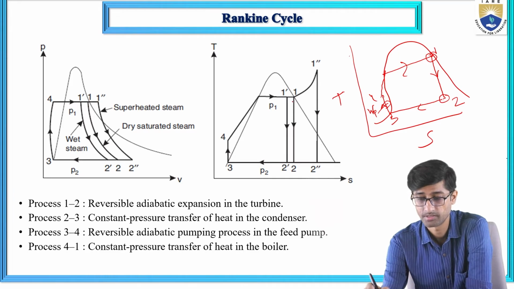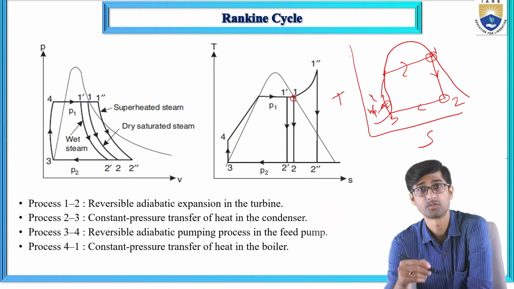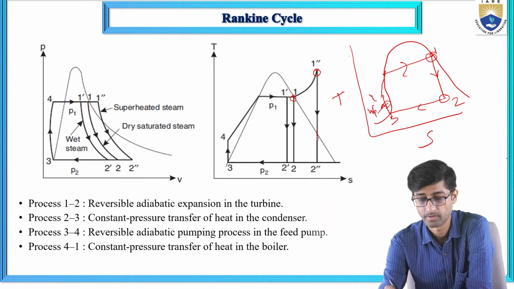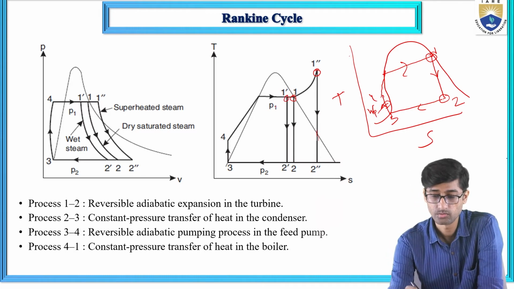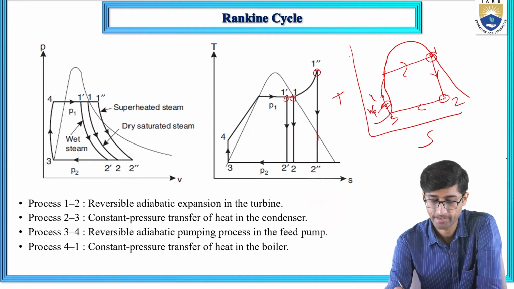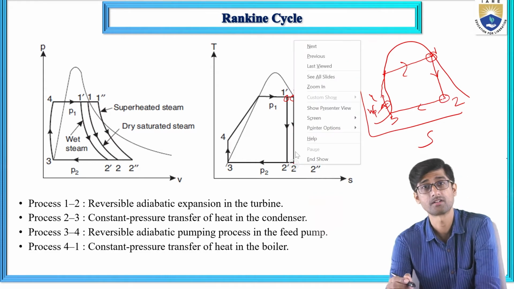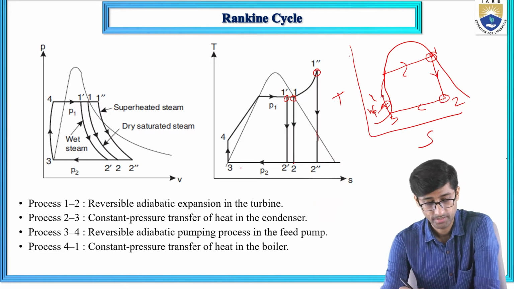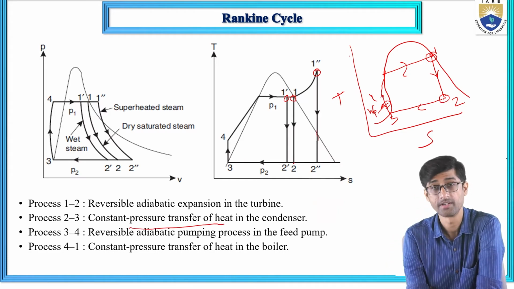If you see this first diagram, here the condition is dry saturated. Now if it is superheated steam, then the point should be here. This is 1, 2, 3, 4, 1 double dash, 2 double dash. If it is wet steam, the point should be here. So what is process 1 to 2? This process 1 to 2 is called the reversible adiabatic expansion process in a turbine, or the isentropic expansion process. Now 2 to 3 is a constant pressure transfer of heat in the condenser.